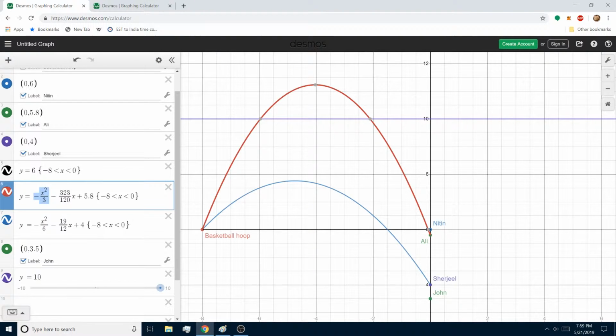And now we have Sherjeel's shot. The A value for Sherjeel's shot was around -1/6. So his shot didn't have that high of an arc. See, it only goes up to here.